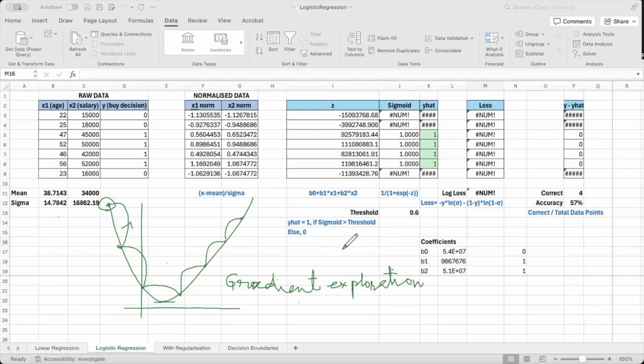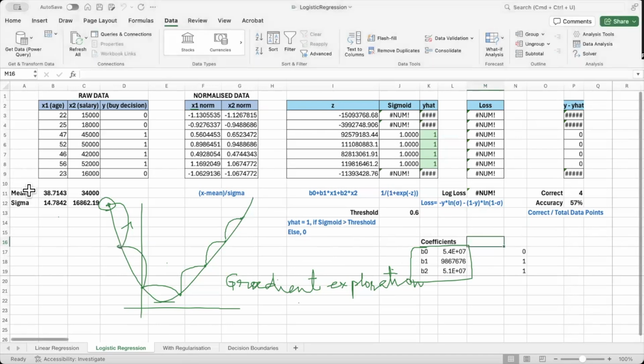So in this case, we have a technique where we can bind the values of beta 0, beta 1 and beta 2 within a certain range. When we try to bind the values of beta 0, beta 1 and beta 2 in a certain range, that is called regularization. So let us see what happens with regularization.